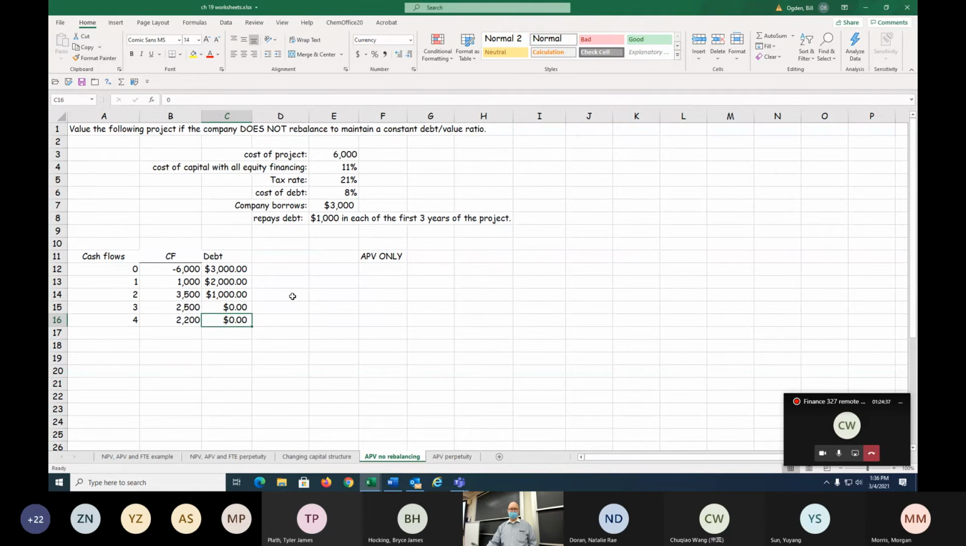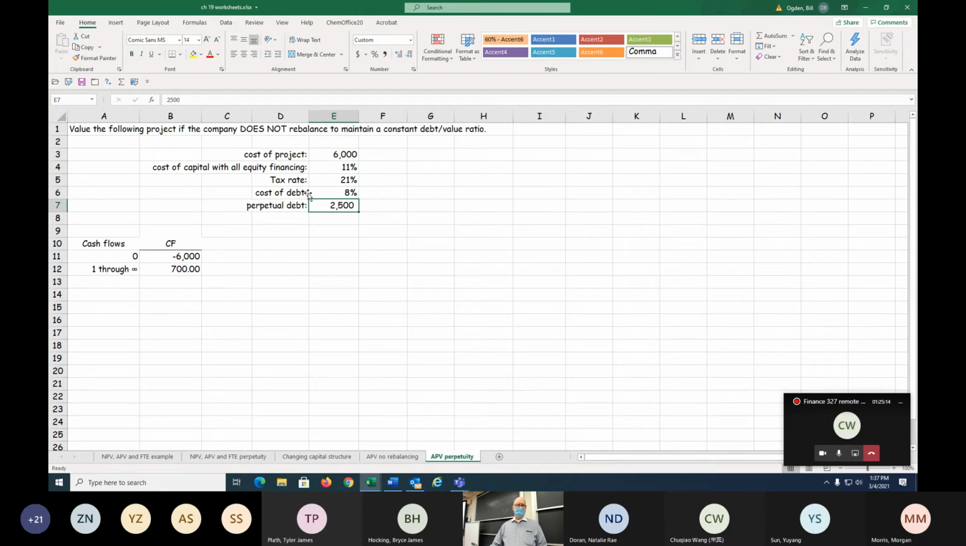Just follow the same procedure. Get your interest tax shields. Discount the cash flows at RU. That's 11%. And then discount the tax shields once you get them at RD. So do your base case. Do your tax shields at 8%. Next one.